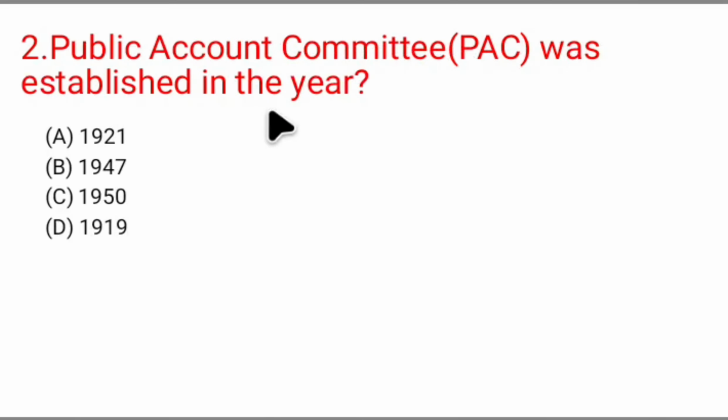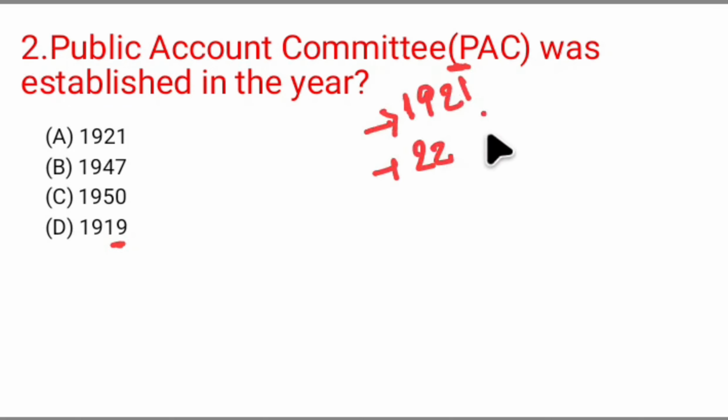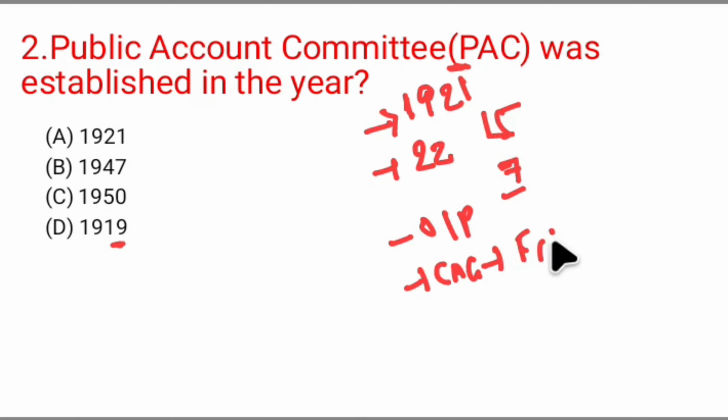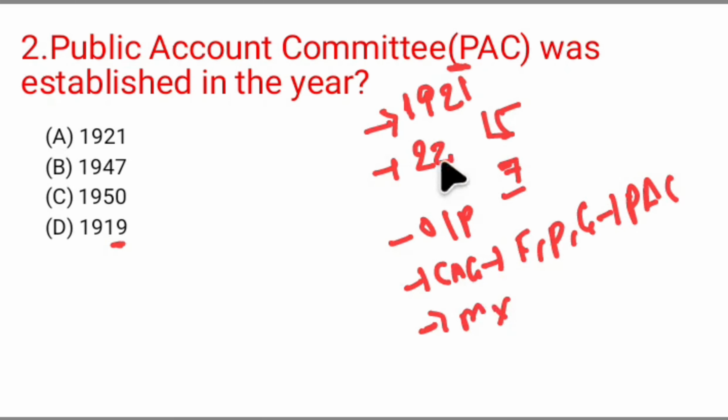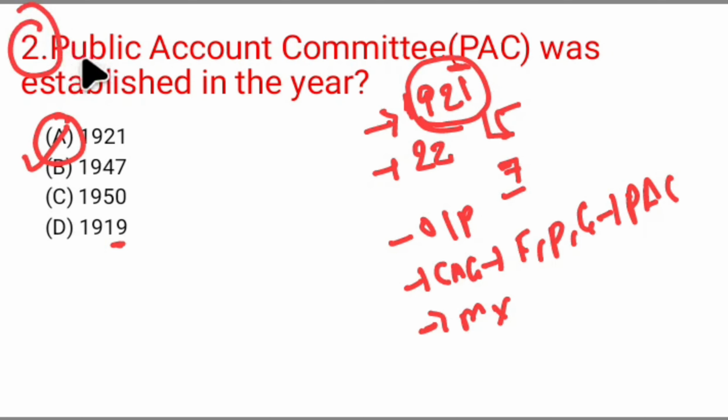And question number 2 is related to the Public Account Committee, established in the year 1921, 1947, 1950 or 1999. On the recommendation of the Montague-Chelmsford 1919 Act, this Public Account Committee was established in the year 1921. It has 22 members, 15 from Lok Sabha and 7 from the Rajya Sabha. This is a parliamentary committee, and CAG acts as friend, philosopher, guide to this committee, and ministers cannot be part of this committee. Hence option A, 1921, would be the correct answer for question number 2.